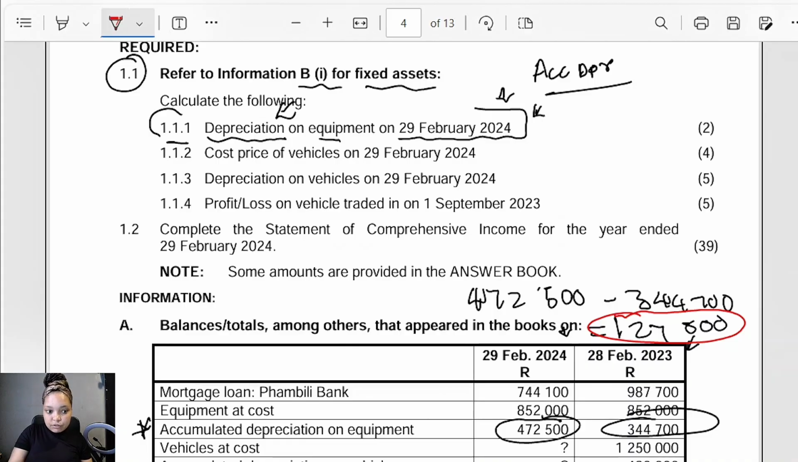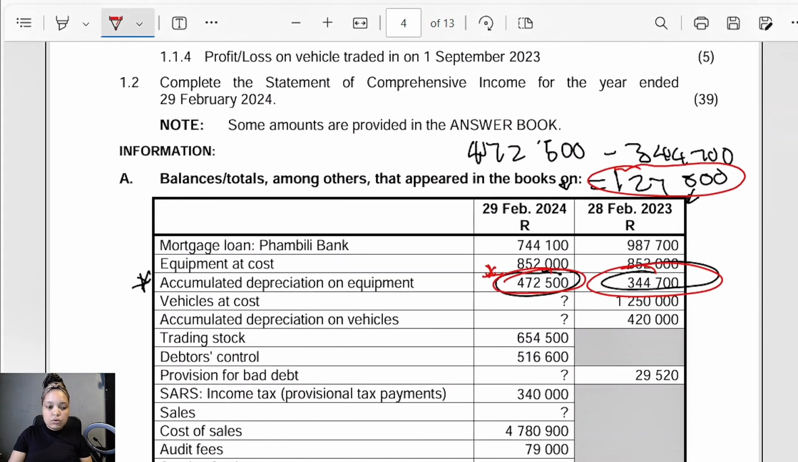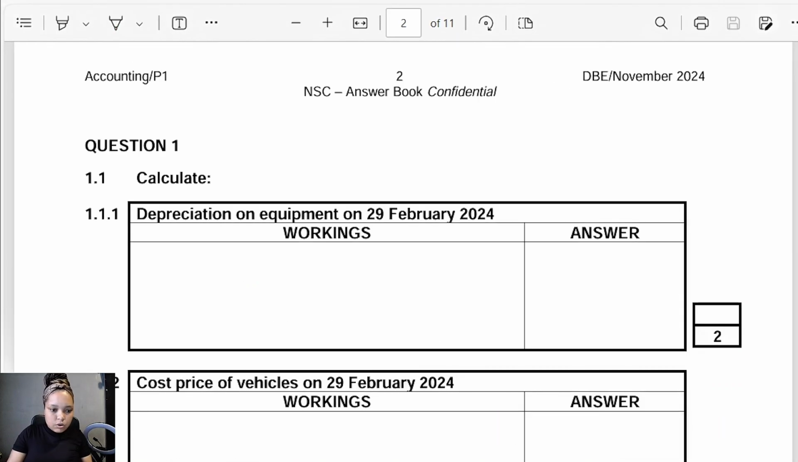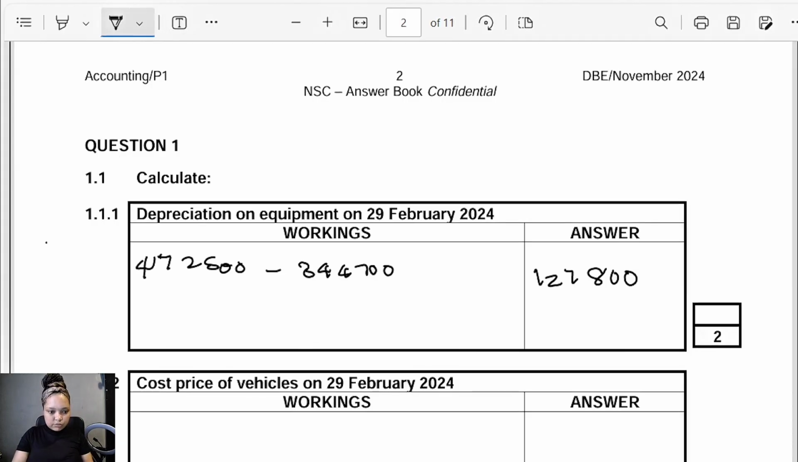But now I have to calculate depreciation. Depreciation is just the depreciation up to the end of this particular year. So you see that this one got bigger, so we need to find the difference of how much our accumulated depreciation has increased for this particular year in February 2024. So I'll put these amounts here, and we get about 2 marks for this one.